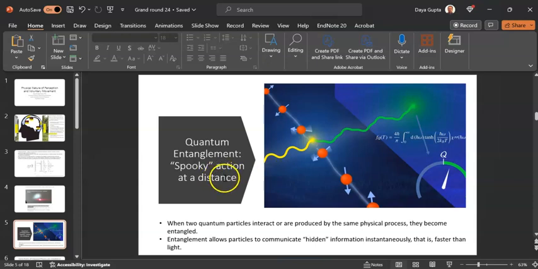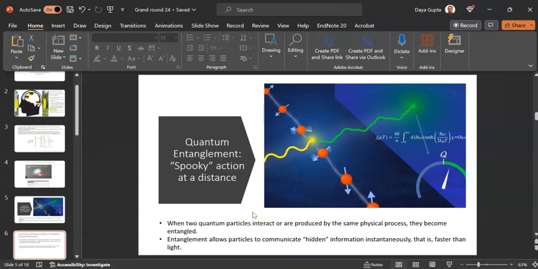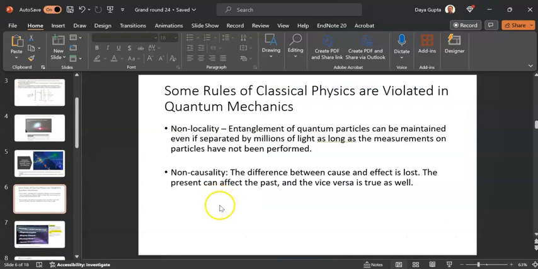Mathematics helps us to understand their behavior, but we don't fully understand quantum mechanics. We just accept them as being true. So there is a communication which violates locality. We will talk about that in a bit. So some rules of classical physics are violated, such as entanglement is maintained even if the quantum particles are separated by large distances, like millions of light years away. They also exhibit non-causality, which means that the difference between cause and effect is lost. Present can affect past, past can affect present.